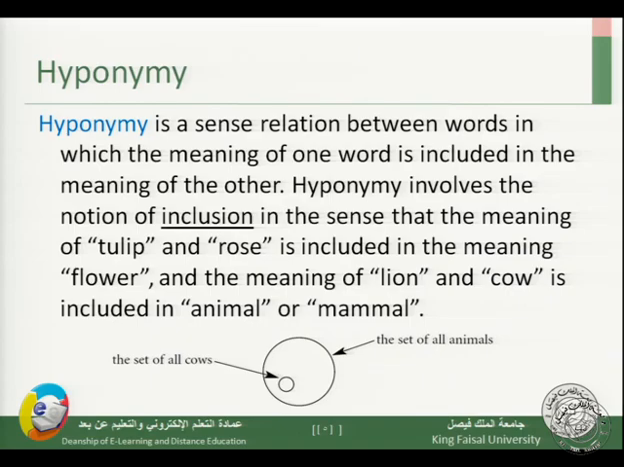Also the meaning of lion and cow. Both are encompassed or included within the meaning of animal. They are also included within the meaning of mammal. So look at the diagram that we have here. Here we have the set of all animals, and within it, included within this set of animals, we have the set of all cows or all lions. So here, as we said, we have the sense or the notion of inclusion, and this is what we call hyponymy. So again, basically, it's including the meaning of one word within another word.